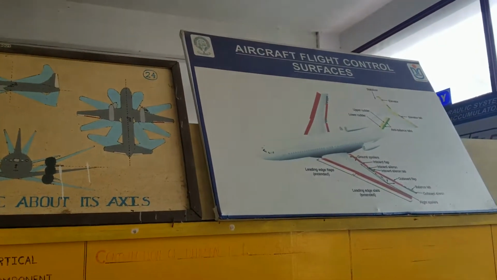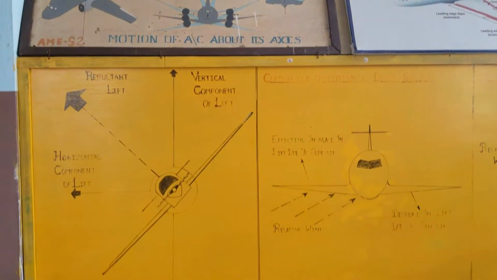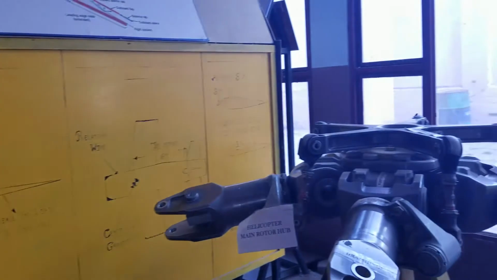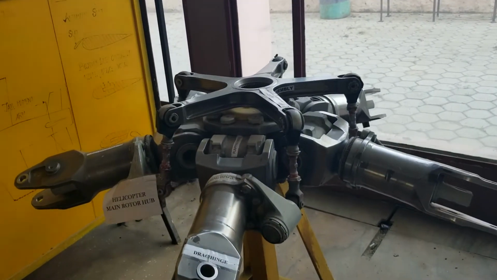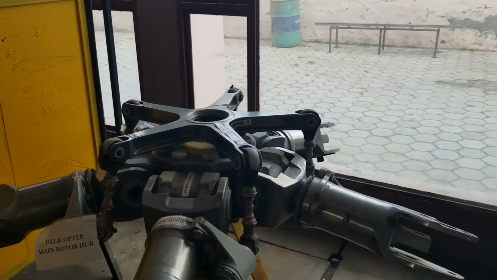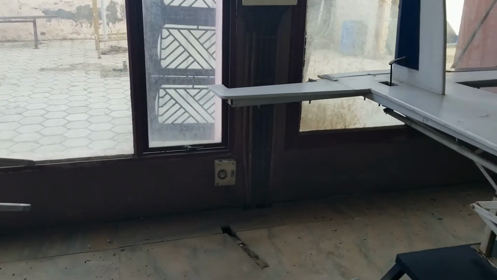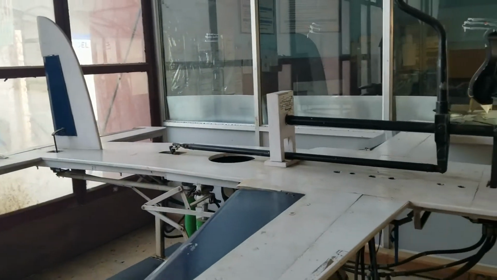Aircraft flight control surfaces, movements of the aircraft, how it is moving: rolling, pitching and yawing, all the movements. This is the main rotor helicopter hub. Helicopter hub, a fully articulated rotor having 5 rotor blades. This is fully made of titanium and it is around 700 kgs. And this is the complete aircraft model, how it is operated.